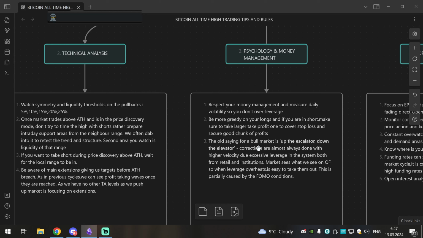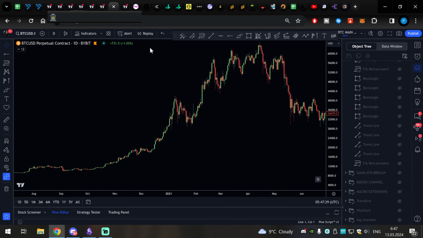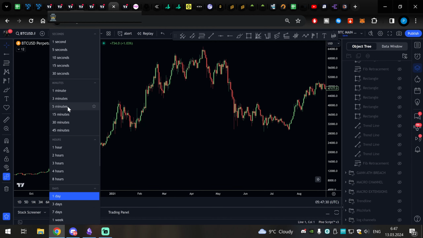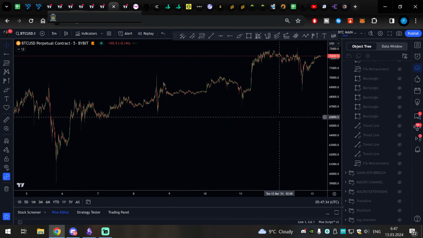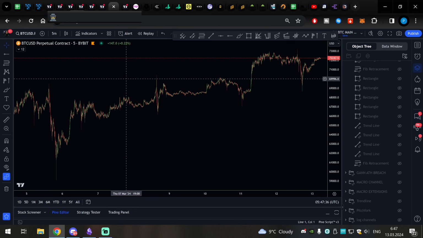The old saying for a bull market is up the escalator, down the elevator. Corrections are almost always done with higher velocity due to excessive leverage in the system, both from retail and institutions. The market sees what we see on the order flow, so when leverage overheats, it's easy to take them out. This is partially caused by FOMO conditions. As I was mentioning in the beginning of the video, many people, and institutions too, are waiting on the sidelines.